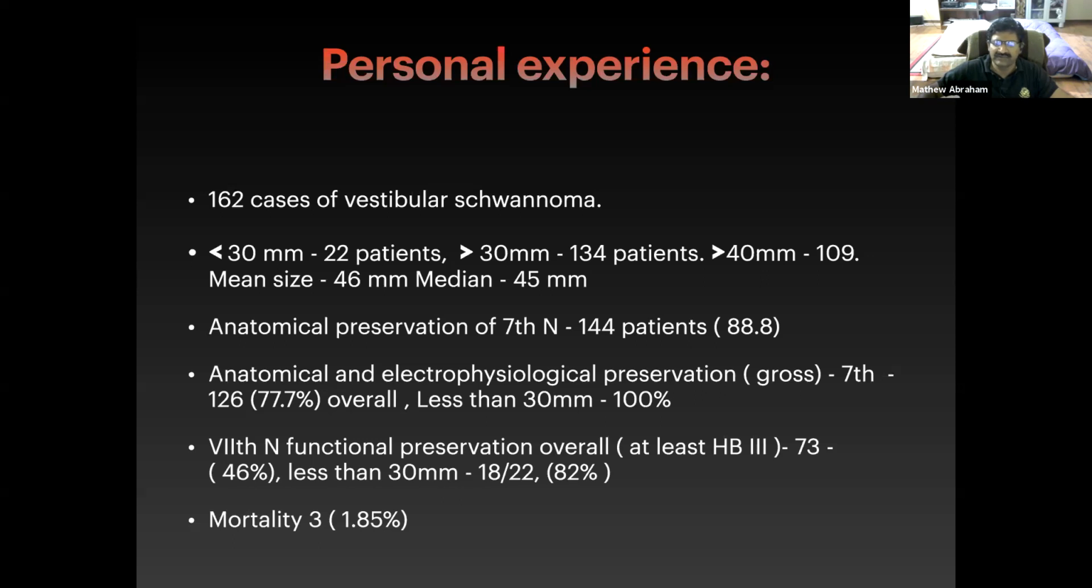The seventh nerve functional preservation overall, that is when you take House-Brackmann up to 3, where you can get eye closure with some effort, the outcome has not been as great. Frankly, perhaps I have a longer learning curve, 46%, while the electrophysiological outcome has been 77%. Maybe I have to make this electrophysiological monitoring a little more effective. But when it comes to less than 30 millimeter lesions, the outcome has been 82%, 18 of the 22. This is the follow-up point, either at immediate post-op or at 6 weeks post-op. There are 3 mortalities in my series. Thank you.